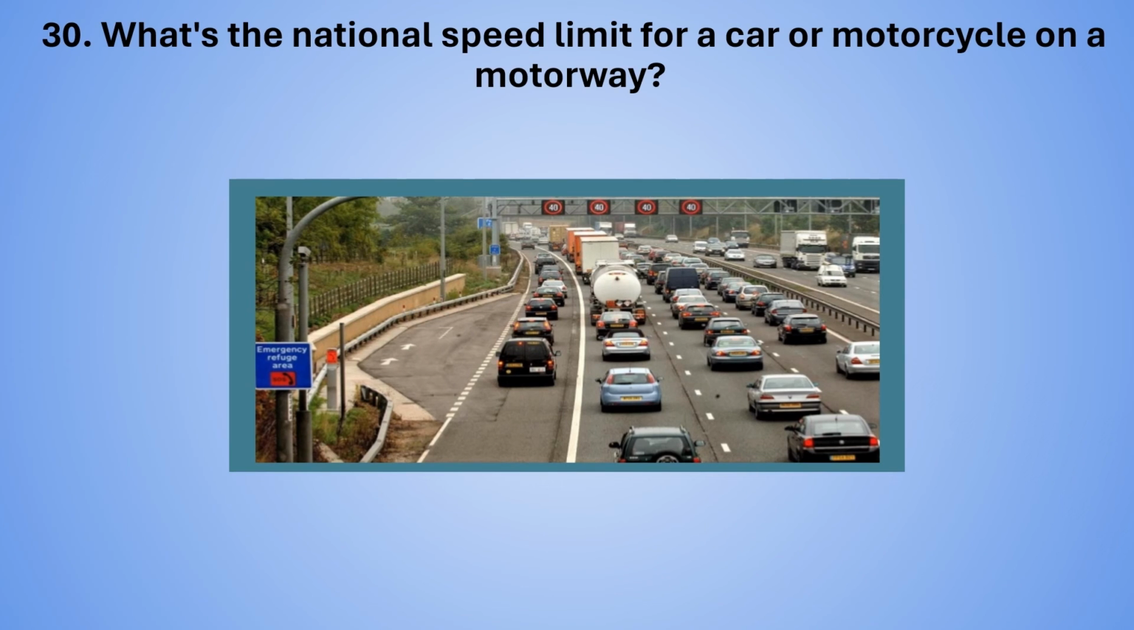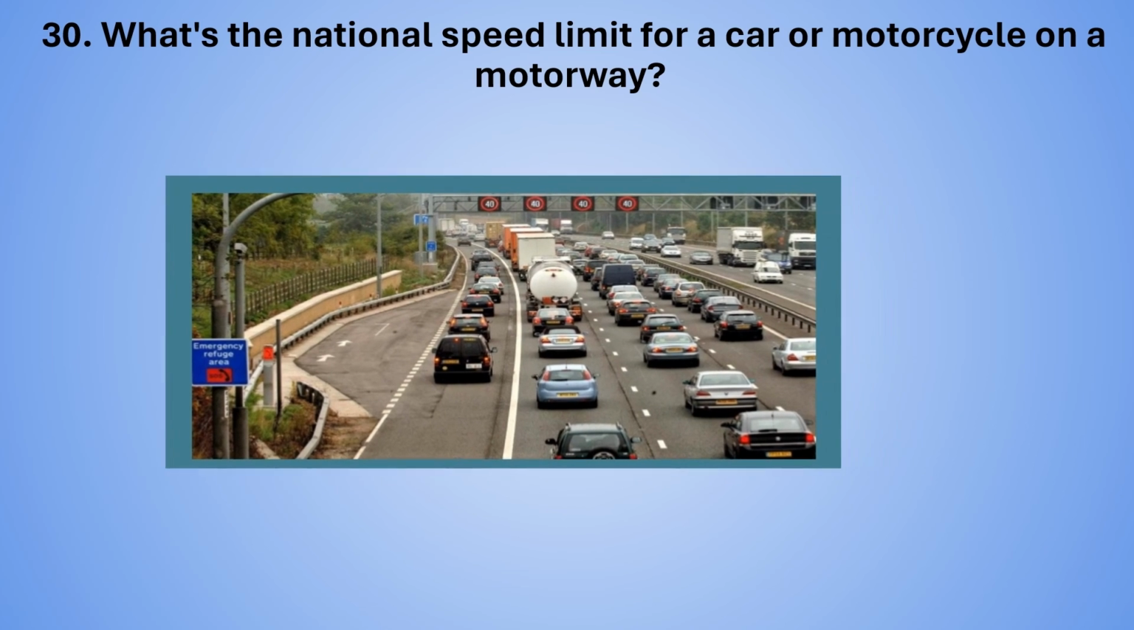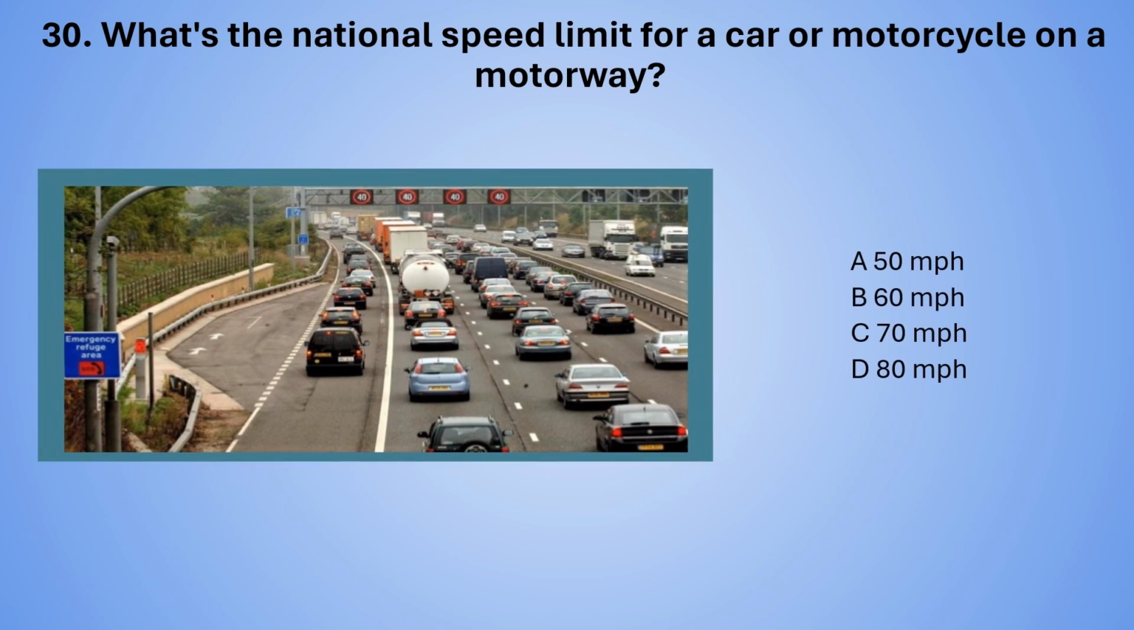Question number 30. What's the national speed limit for a car or motorcycle on a motorway? A. 50 miles per hour. B. 60 miles per hour. C. 70 miles per hour. Or D. 80 miles per hour.